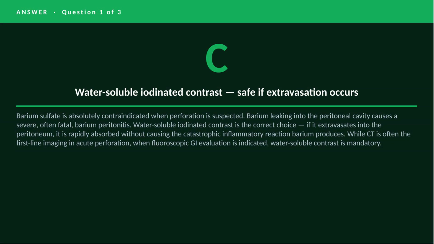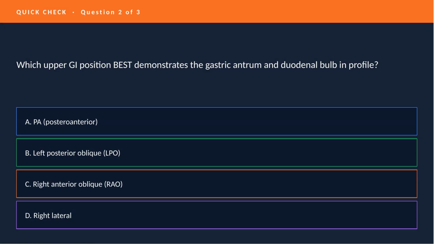The answer is C, water-soluble iodinated contrast. Barium sulfate is absolutely contraindicated when perforation is suspected. Barium leaking into the peritoneum causes a severe, often fatal, chemical peritonitis. Water-soluble iodinated contrast is safe because if it extravasates into the peritoneum, it is rapidly absorbed without causing catastrophic inflammation. This is one of the highest priority contrast decisions on the ARRT.